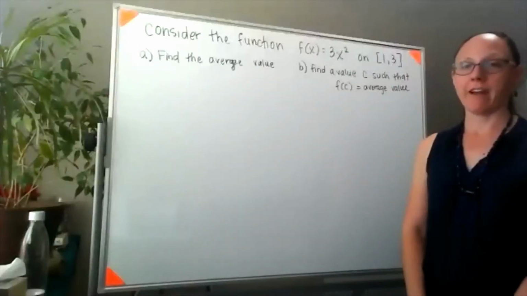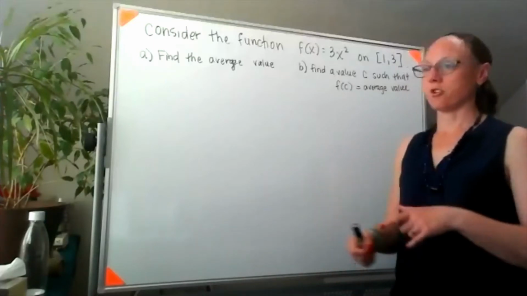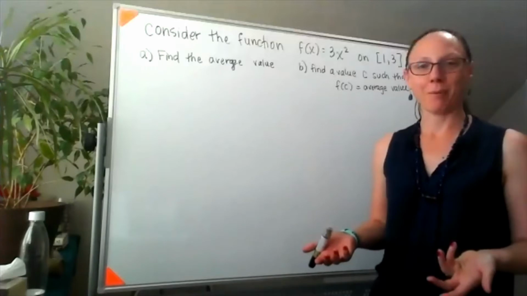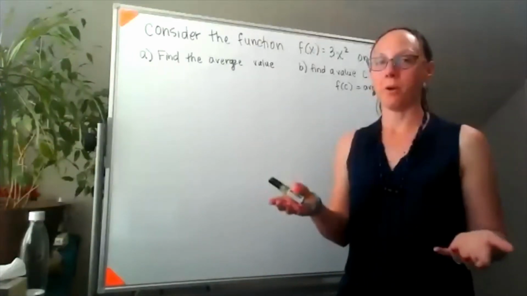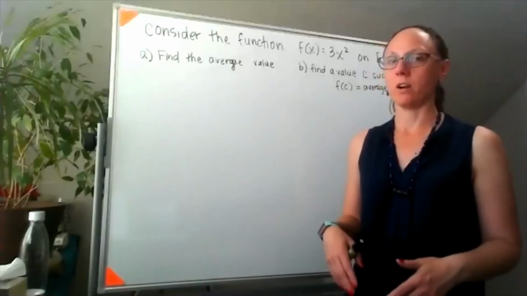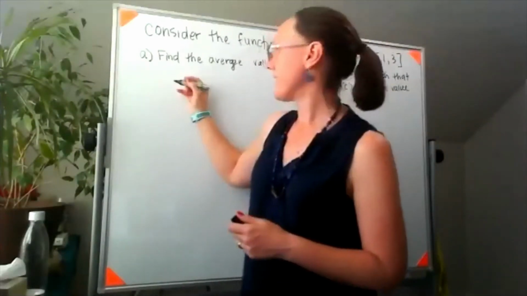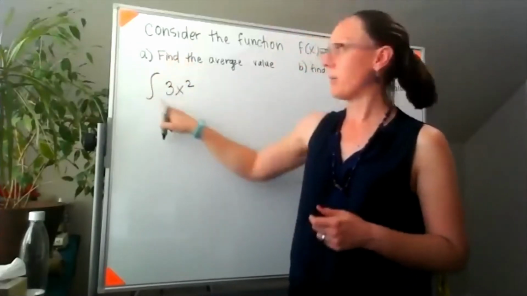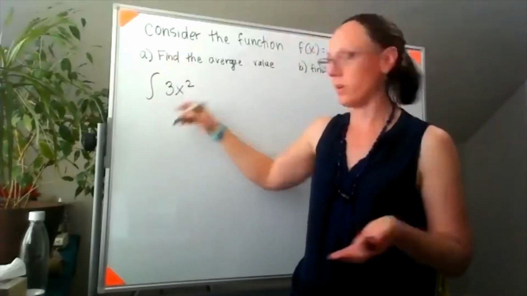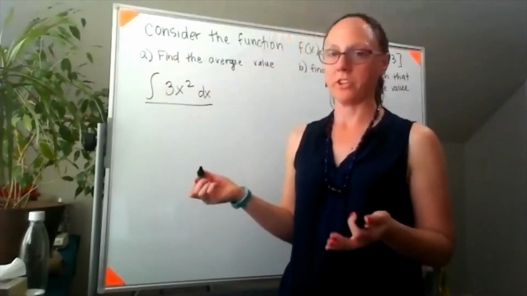First of all, to find the average value, we have to have that formula memorized. But the truth is, you probably already kind of have it memorized, because how do you find the average value of a bunch of numbers? You add them up and divide by how many numbers there were. Well, our average value calculus style says I take the numbers and I add them up calculus style, meaning we're going to do an integral. And then I divide by how many numbers there were.